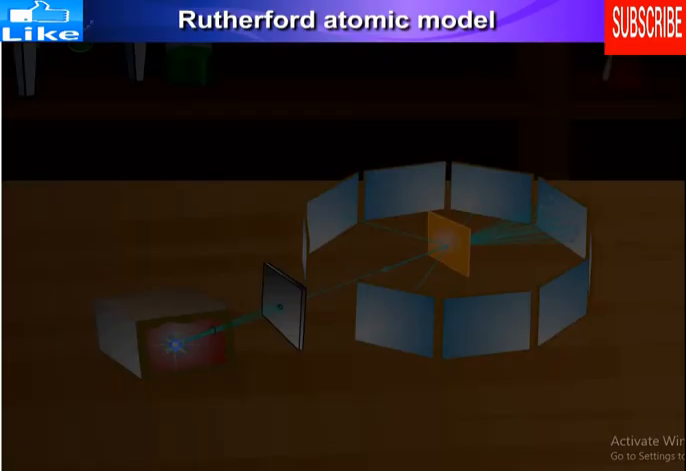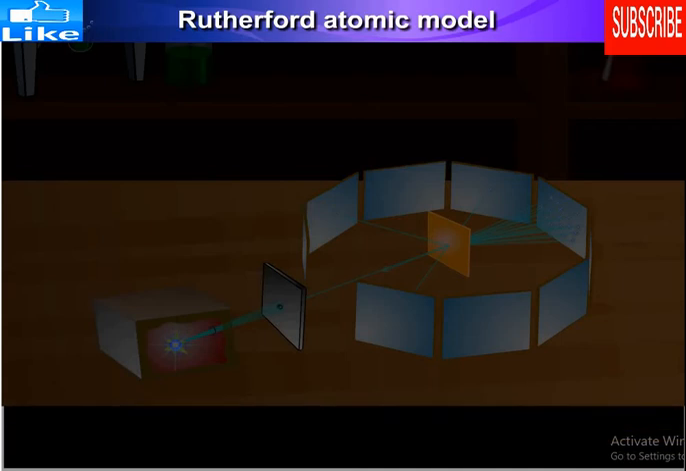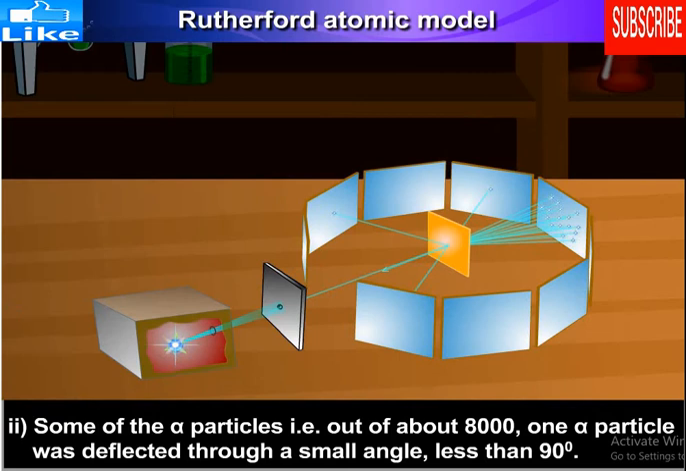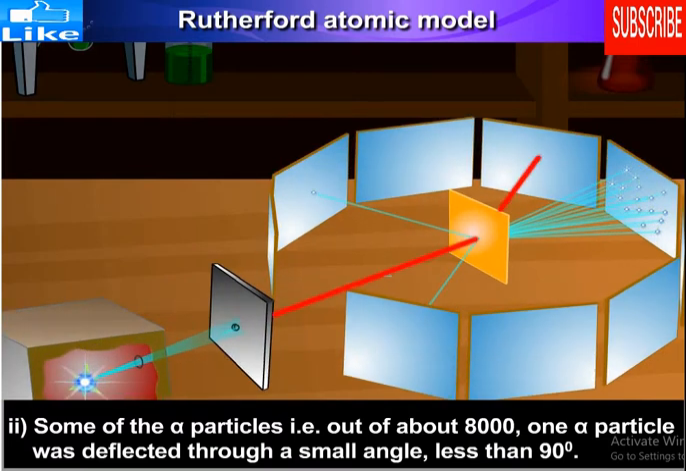It was observed that 1. Most of the alpha particles passed through the gold foil without deflection. 2. Some of the alpha particles, that is, out of about 8,000, one alpha particle was deflected through a small angle, less than 90 degrees.